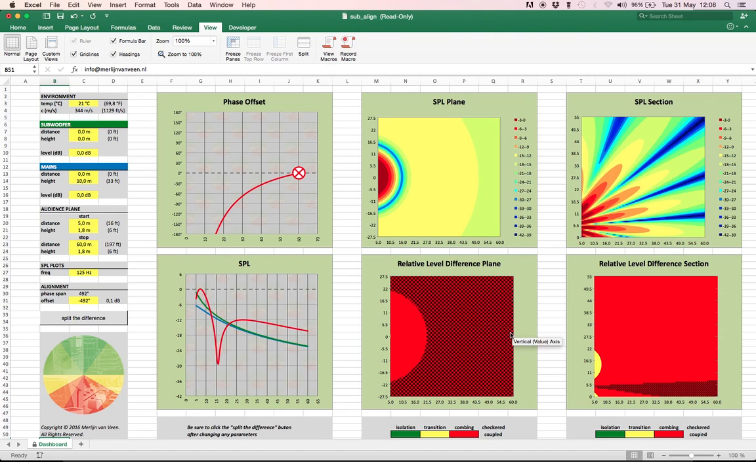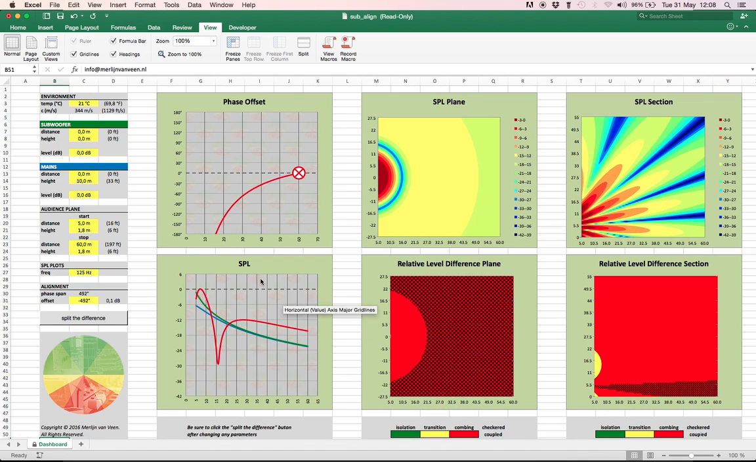And now we can see that a big portion of our audience resides within the checkered area of the relative level difference plots, as seen in plane view, but also seen in section view. And it resembles kind of a searchlight in the section view, if you will. So right now we're looking at the outcome when we do the alignment in the back of the audience. Okay, so what is the advantage of this position?